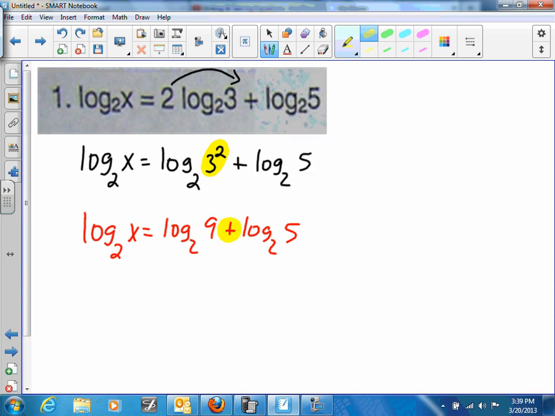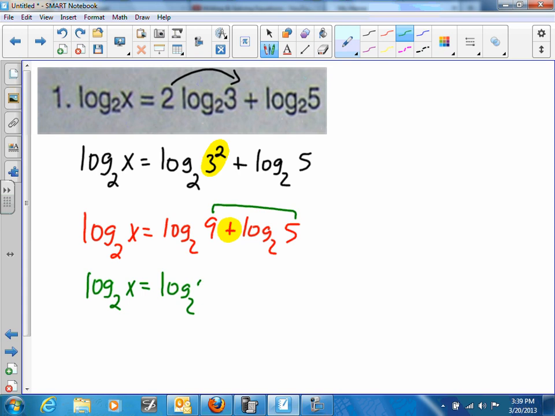Now notice, because I have a plus sign there, we're going to multiply these two. So it's going to be 9 times 5. So you get log base 2 of x equals log base 2 of 45. Now, because of our rule, remember, our rule says when you have log base 2 equal to log base 2, or two logs equal to each other, then you simply take what they have in front, and there's your answer, x equals 45.